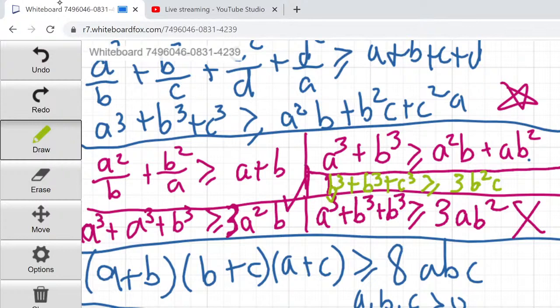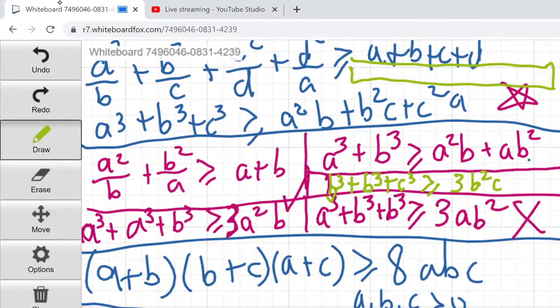Doesn't that prove the top one as well? Well, maybe you guys can try the top one for yourselves. Because if you clear the denominators, then you just get a cubed plus b cubed plus c cubed plus d cubed is greater than. I'll leave it to you, and you can tell me what happens with the top one. There's always one problem left behind, so you have something to strive towards.